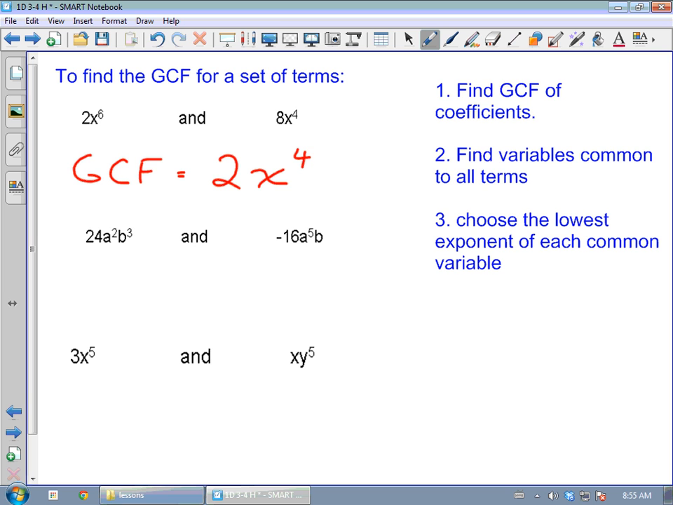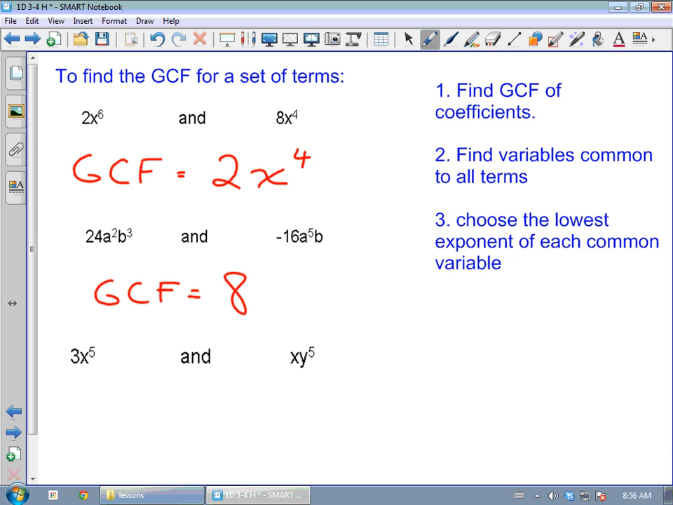Let's try our next example here. I'll just say greatest common factor equals. Our 2 terms are 24a squared b cubed and negative 16a to the 5b. Start with the coefficients. 24 and 16. I'm just going to ignore that negative sign there for right now. So 24 and 16, what number divides evenly into both 24 and 16? 4 does. Is there a bigger number? 8. So our greatest common factor has got to have an 8 in it.